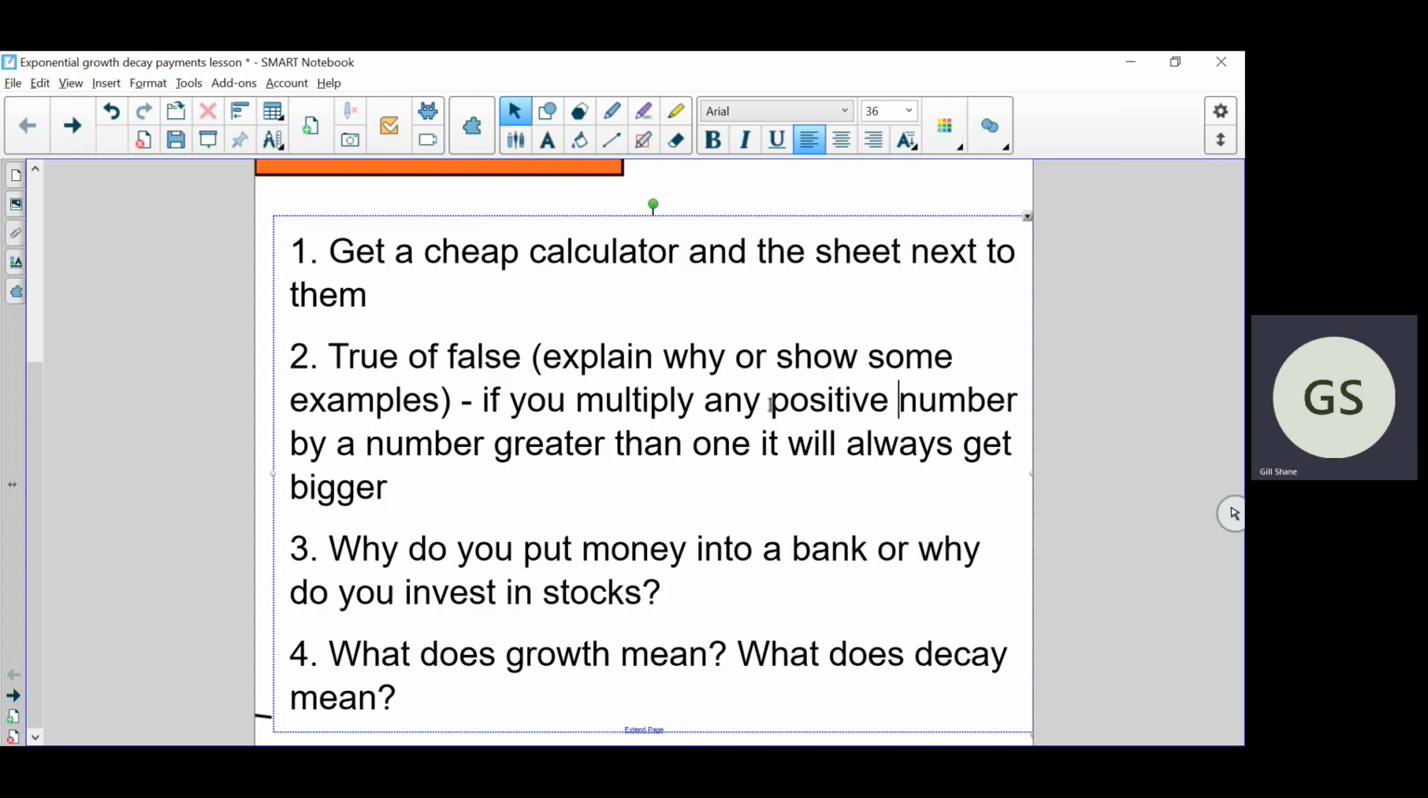But if you started with a positive number, some of you did start with a positive number, and then you said that it wouldn't get bigger. You said it was false. It's true for a positive number. You take any positive number you want. You can do it in your calculator. Multiply it even with a decimal, like 1.000001. It will get bigger. Always.